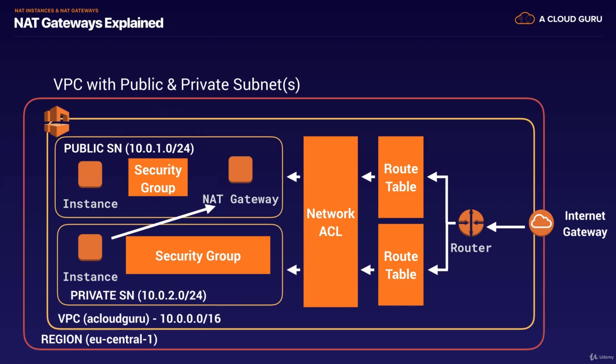A NAT instance is literally just a single EC2 instance. A NAT gateway is a highly available gateway that allows you to have your private subnets communicate out to the internet without becoming public. So we're going to start with NAT instances. I'll show you how to create one, and then we're going to move on to NAT gateway.